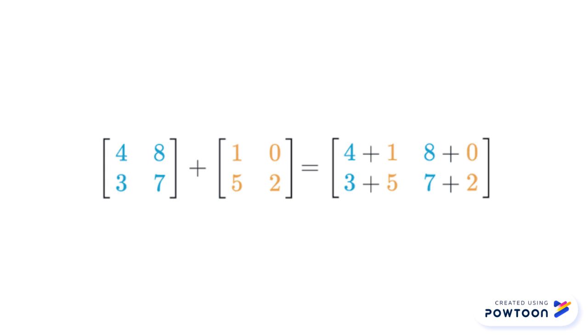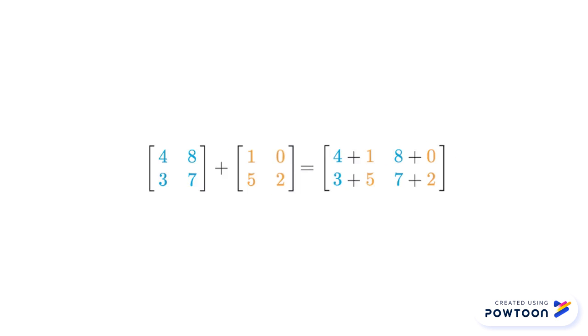For example, 4 plus 1, we'll get 5, 3 plus 5, we'll get 8, 8 plus 0, we'll get 8, and 7 plus 2, we'll get 9.